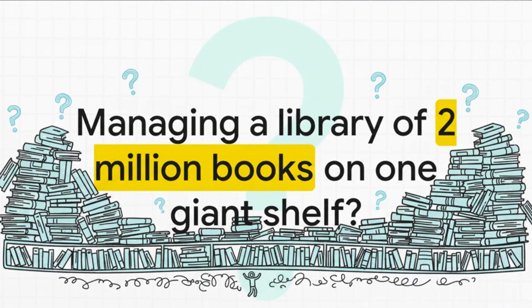Okay, to really get this, let's use a simple analogy. Picture this. You're put in charge of a massive library. It's got 2 million books. Awesome, right? But here's the catch. They're all on one single gigantic shelf. No order, no sections, just one long line of books. How on earth would you find anything? It would be, well, pure chaos.